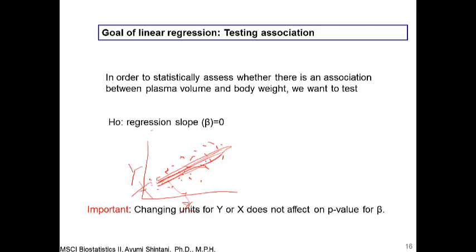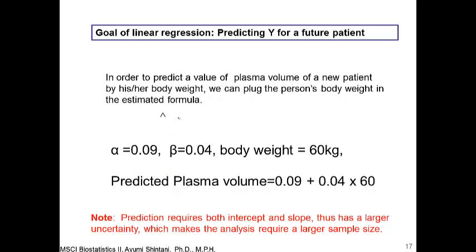Another use of linear regression is for predictions. Let's say you collected data from 10 patients, and you use those 10 patients to draw this linear regression. Then you want to use this regression line to predict for a person who comes in the future. Let's say after you finish this study, you see a new patient whose body weight is 60 kilograms. What you do is plug the 60 into this regression line and calculate the value of y. That is 0.09 plus 0.04 times 60, which gives you the estimated plasma volume for this new patient whose body weight is 60.